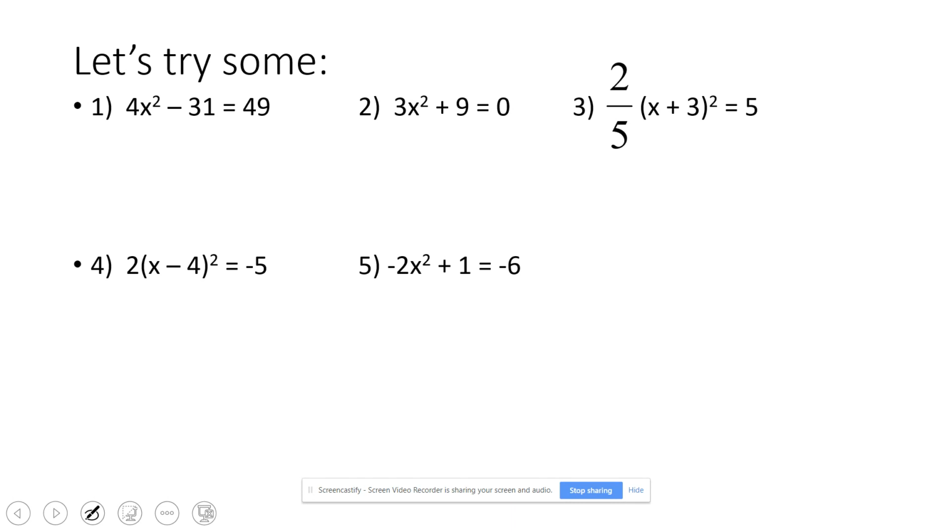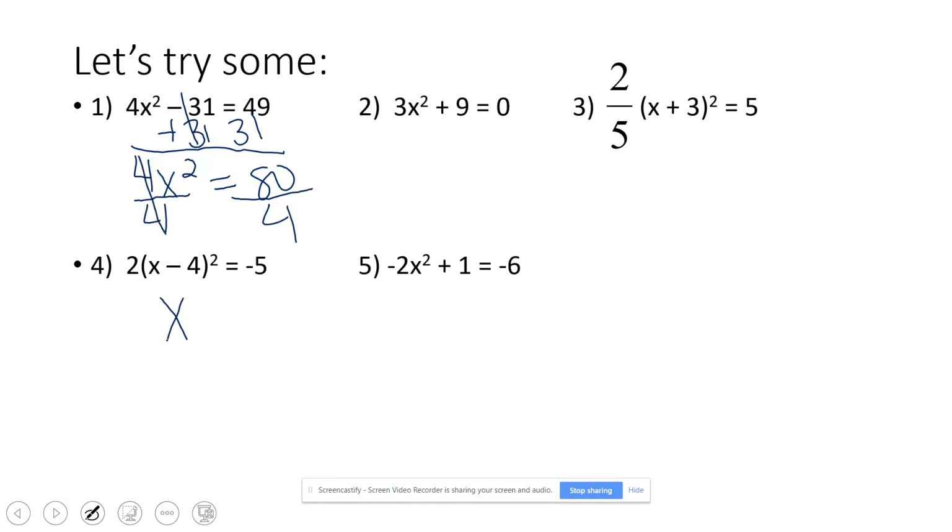In this first example, number 1, we start with adding 31 over to 49. That gives us 4x squared is equal to 80. Our next step would be to divide by 4. That gives us x squared is equal to 20. And then we undo, or do the opposite of, the square, which is the square root. So we have x is equal to.